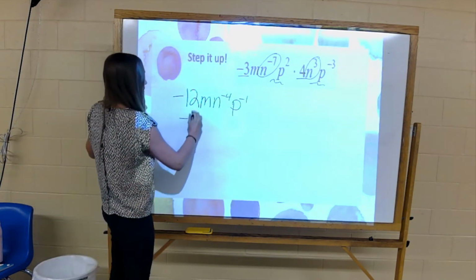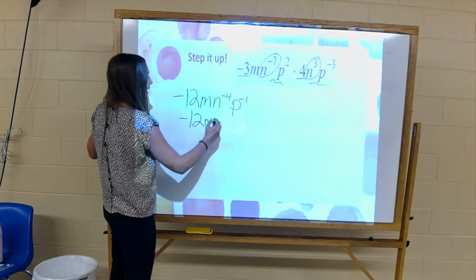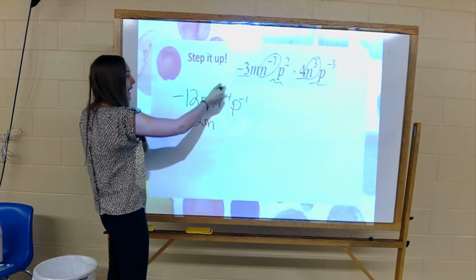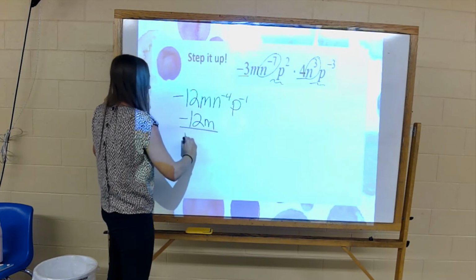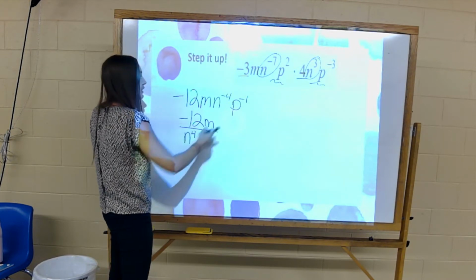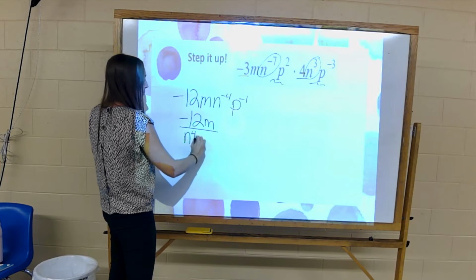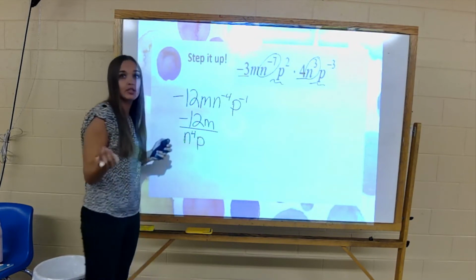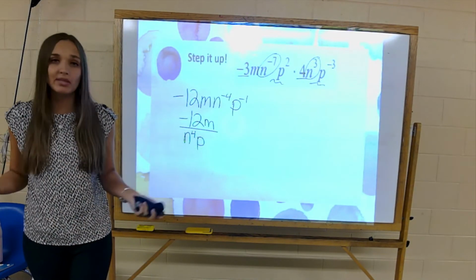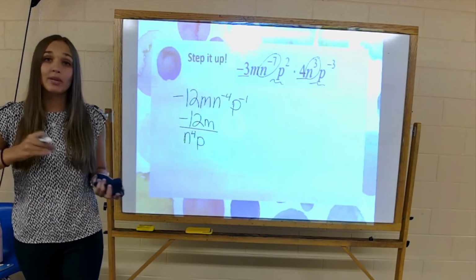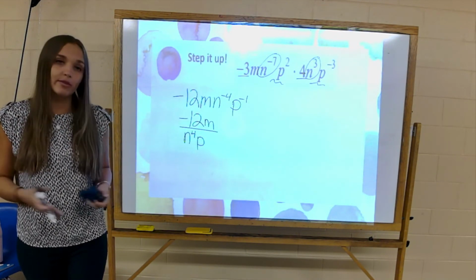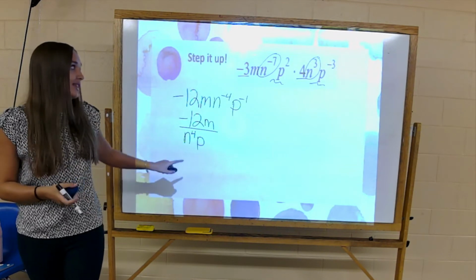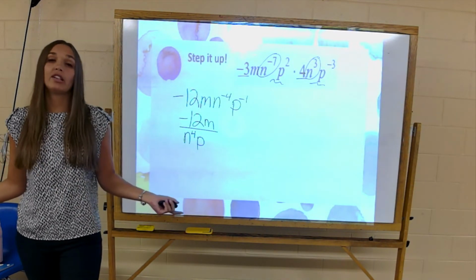So it's going to be negative 12. M also has that positive exponent of 1. And to the negative 4th, we can't have negative exponents, so we bring it down to the denominator and make it positive. Same thing here. We're going to have p. You can put p to the first, but remember, we are mathematicians. We know that p to the first power is implied. If we just put a p, that means p to the first power.